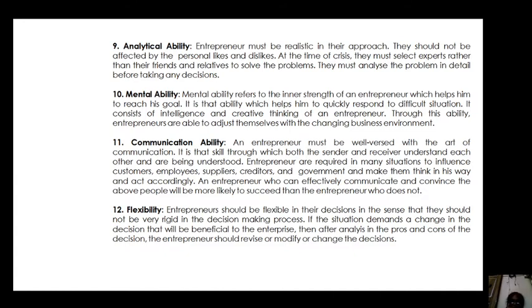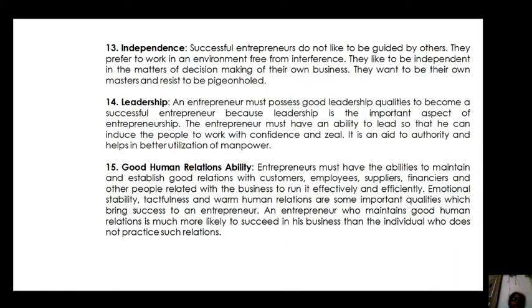For his own flexibility, entrepreneurs should be flexible in their decisions, in the sense that they should not be very rigid in the decision making process. If the situation demands a change in the decision that will be beneficial to the enterprise, then after analysis of the pros and cons of the decision, the entrepreneur should revise and modify the decisions. Correct? Then independence. Successful entrepreneurs do not like to be guided by others.